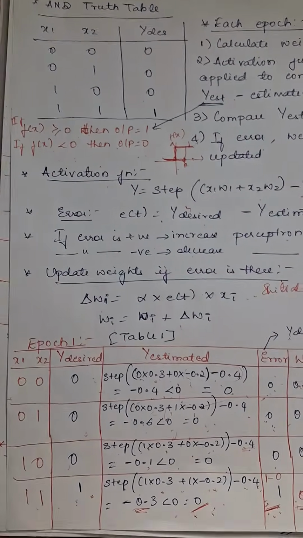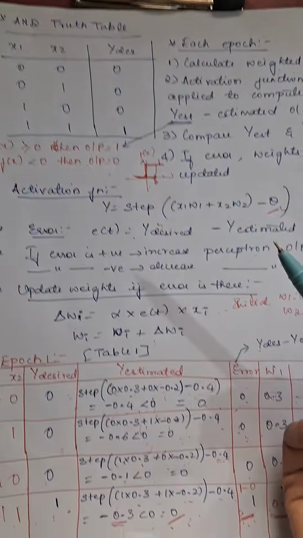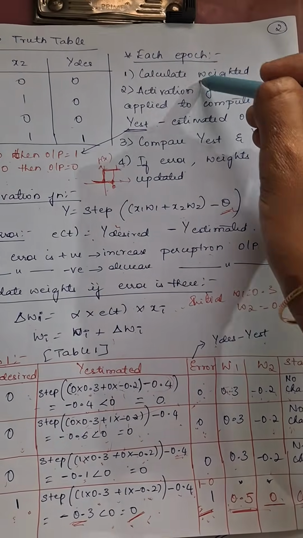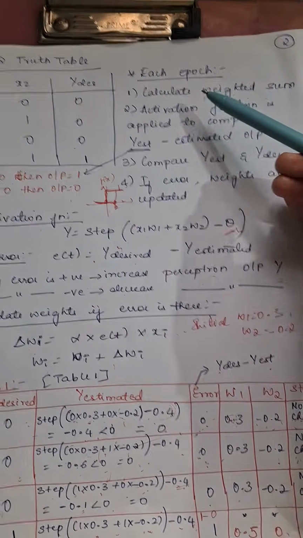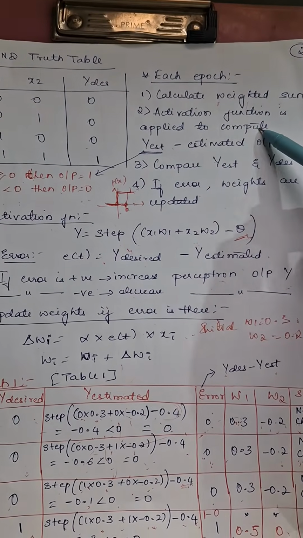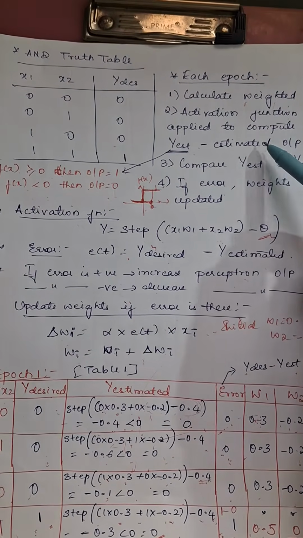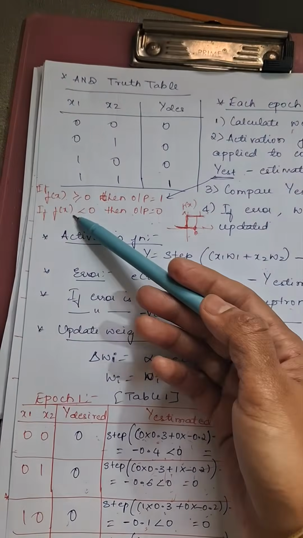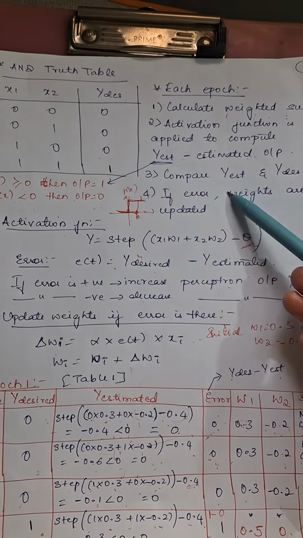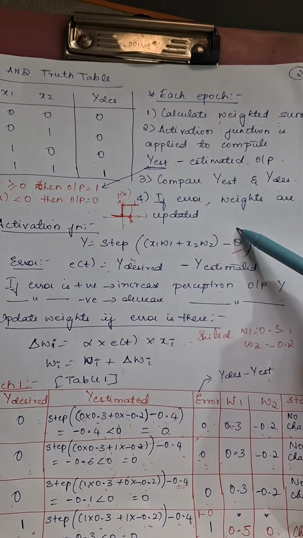Okay. So now first you write down the AND truth table. This is a basic AND truth table which you know. Now these are the steps you need to do while solving this problem. First, in each epoch, we have to calculate the weighted sum. Then we have to compute the activation function. In the activation function, I will find out the y estimated output. How do I find the estimated output? It's given in the question. If f of x is greater than 0, output is 1, else output is 0. Then I am going to compare the estimated output with the desired output. If there is a difference, that means there is an error, and I have to update the weights.